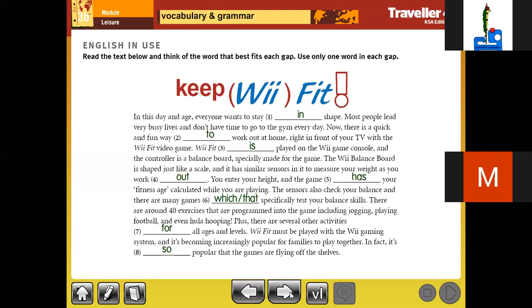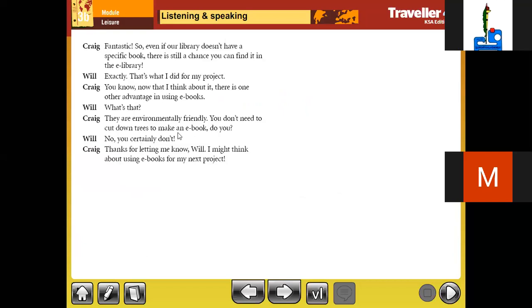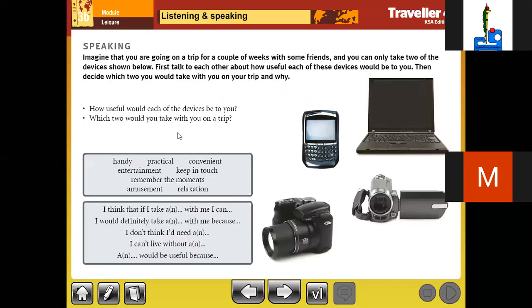We will skip the listening part and we will go to the speaking part, and I want to focus on the meaning of some important vocabulary that we use. The first word is handy. Handy means useful. This word handy means useful, مفيد.